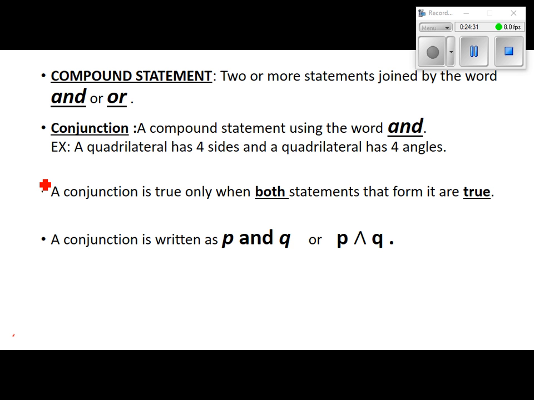All right, a compound statement, you put 2 statements together. My shirt is brown and my pants are brown. I don't know, whatever. All right. You put the 2 together. You either use an and or. When you have a conjunction, it uses the word and. So something like a quadrilateral has 4 sides and a quadrilateral has 4 angles.